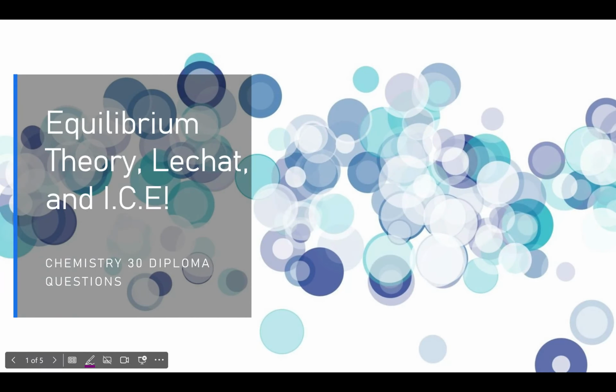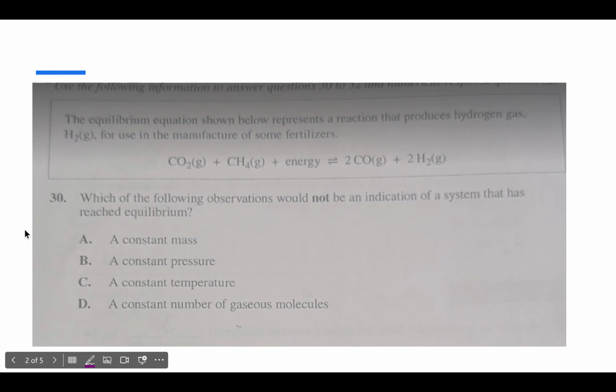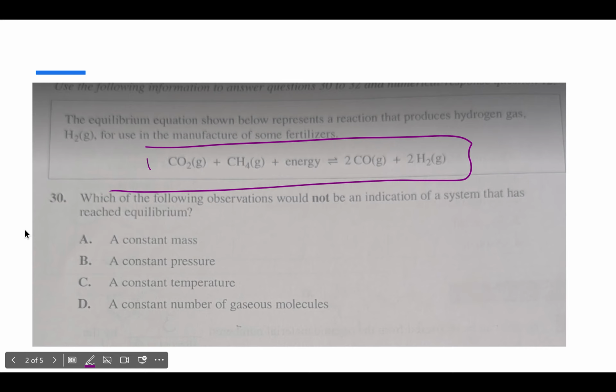Here's a few more diploma questions about equilibrium theory, some Le Chatelier stresses, and one that sets up ICE, but you don't have to do any solving, which is nice. So this first one, we're given our equation, some information about this equilibrium system here, which we'll continue to use throughout this video. And it's asking us which of the following would not be an observation.